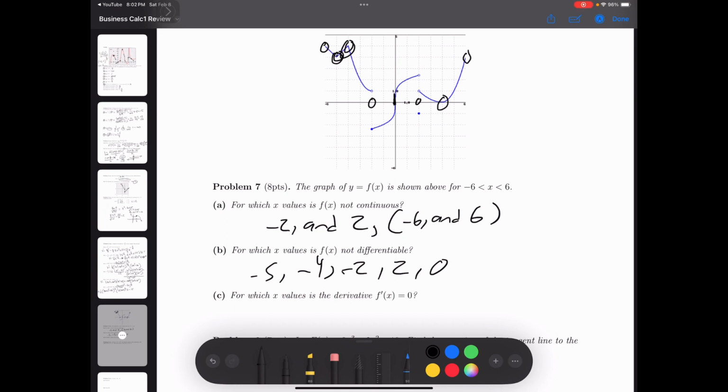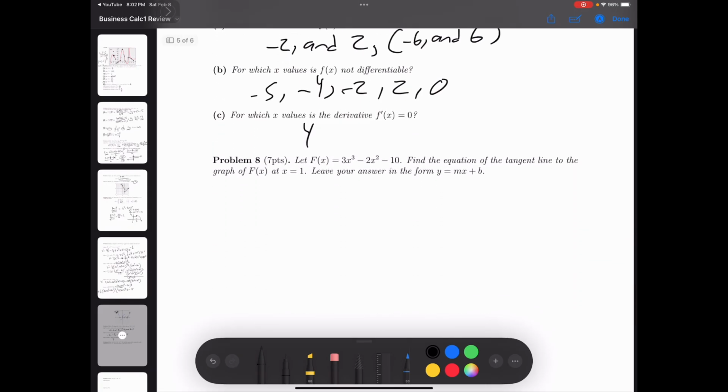Part C says, for which x values is the derivative equal to 0? Well, that's going to be at 4. And it looks like that's it. Yep. Okay, that's that problem.